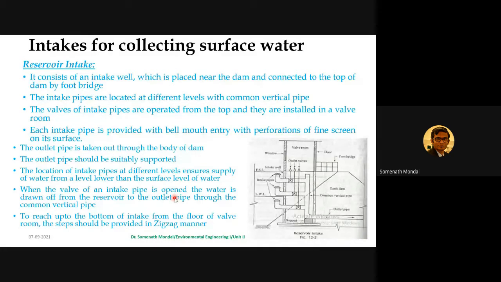So that is basically a jack well. Now in this case we have a well in which the entire intake system is constructed. The intake pipes are located at different levels with a common vertical pipe, and the valves of the intake pipes are operated from the top, and they are installed in a valve room, as shown in this figure.